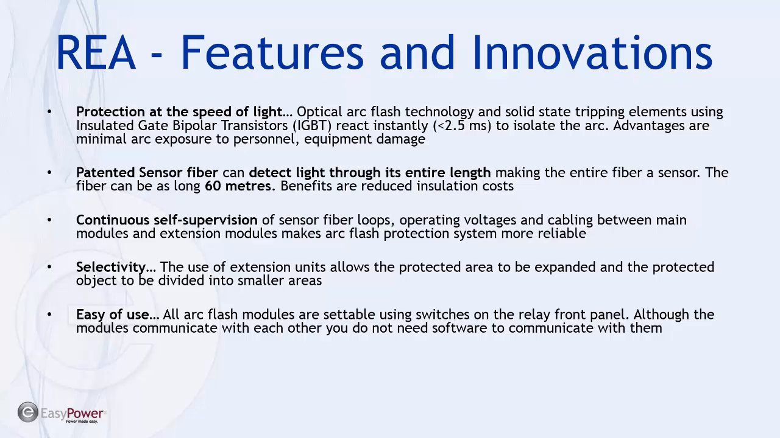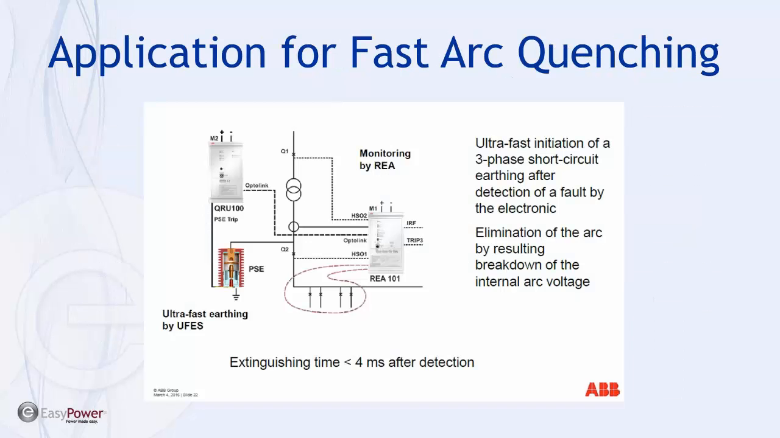The extension units can expand the coverage area and can provide selectivity, so you can just isolate a small portion of the power system and optimize utilization of the power grid, the service to the customers. Also, it's very easy to use. You configure everything using the dip switches on the relay front panel. You don't have to use any kind of software to communicate with the devices. The devices communicate with each other, but you don't have to communicate with them.